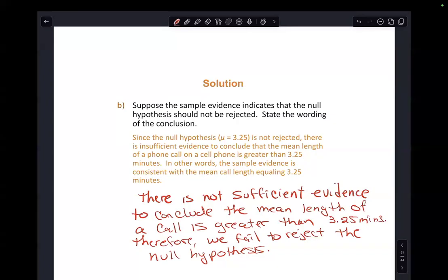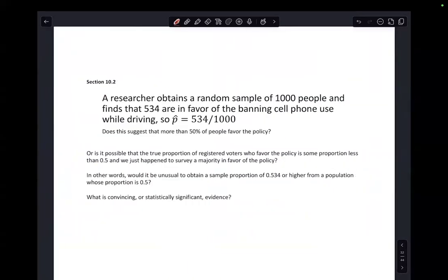Now we're going to move on to 10.2. We're not doing the complete thing because we're not going to actually do the math. We're going to stop before we get to the actual math part. I'm going to show you how to determine whether or not we reject the null hypothesis without actually doing all the math behind it. And I will show you the outcomes and we can make those decisions.